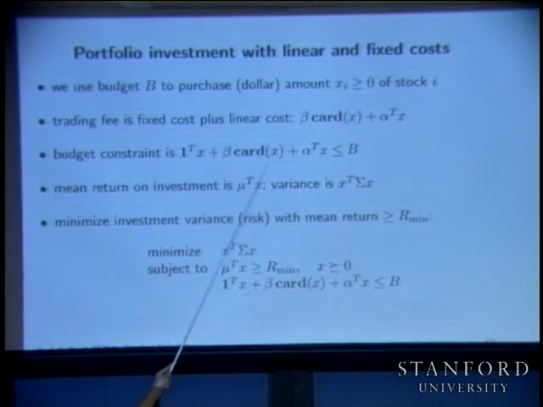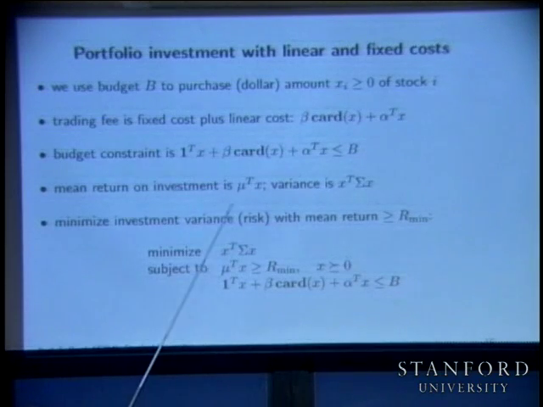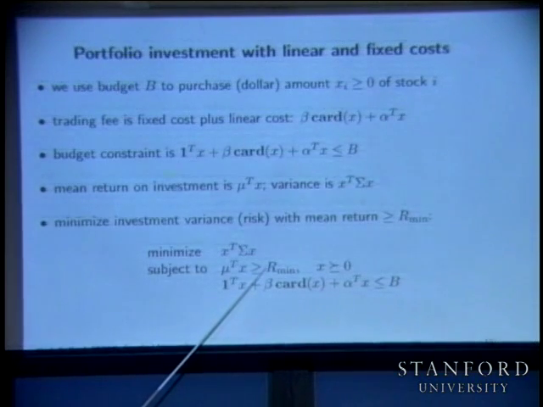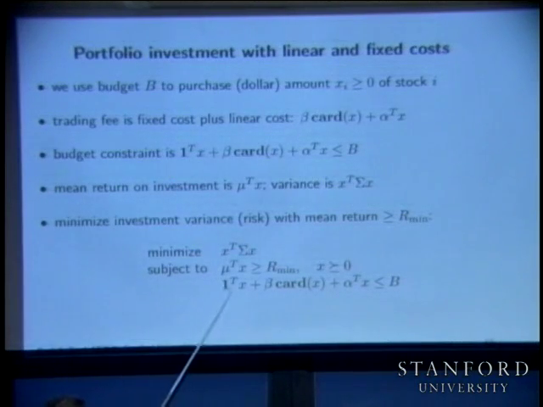That's your trading cost, and that's less than your budget. That's it. And you just say, well, we'll just do a simple 1952 mean variance problem. So your mean return on the investment is mu transpose x, and the variance is x transpose sigma x. And so you might say something like this. I want a minimum return of R min, and I would like you to minimize the variance, the risk of this portfolio. Okay? And then this is the constraint that says that you're within budget.